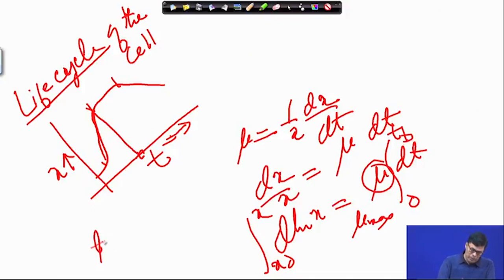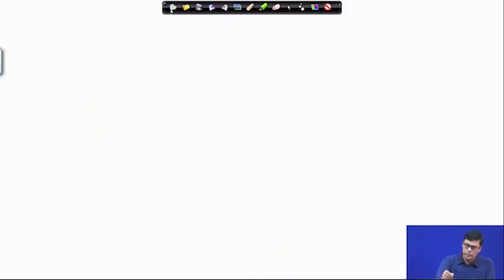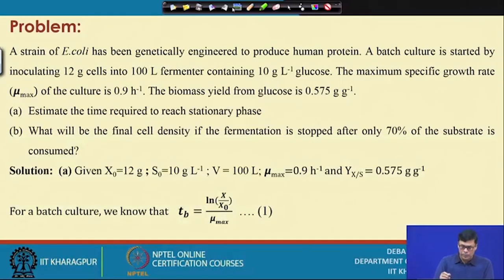Now, T batch will be what? T batch will be equal to 1 by mu max and ln x by x 0. Am I right? So, this is exactly what we have done in this problem. This is the equation that we have written here: ln TB equal to ln x by x 0 by mu.